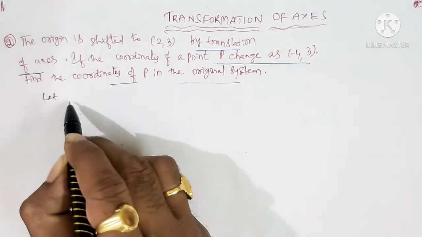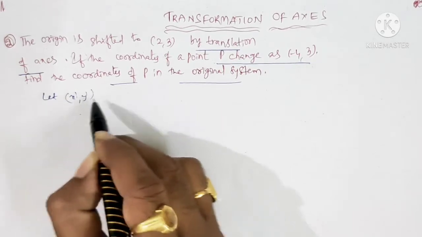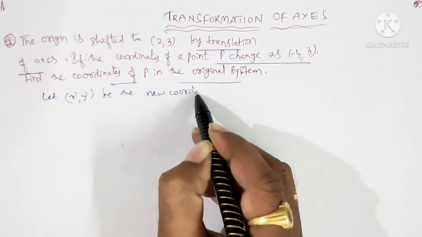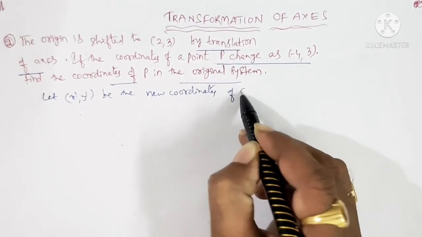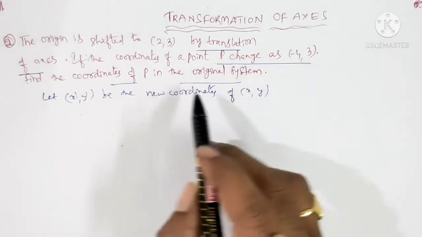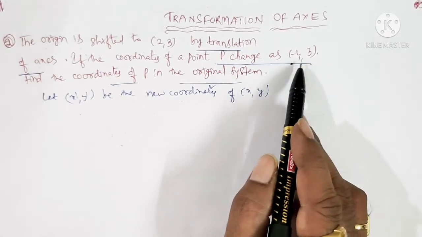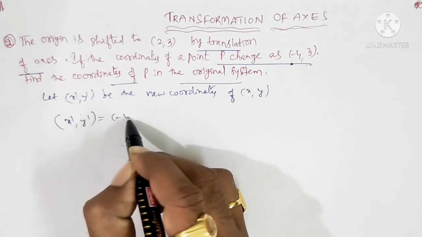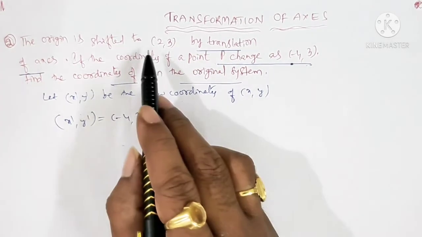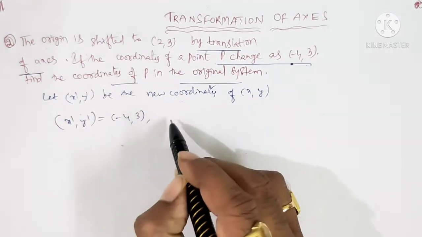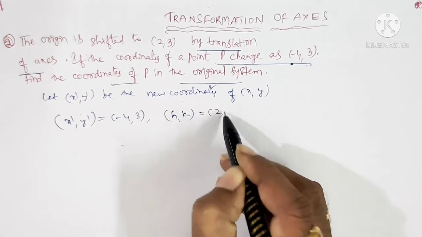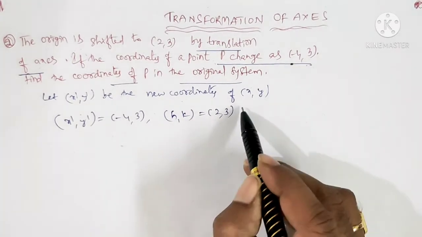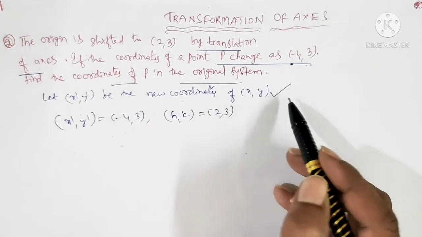So let x dash comma y dash be the new coordinates of x comma y. Here minus 4, 3 are the new coordinates. That means x dash comma y dash is equal to minus 4, 3. And the origin is shifted to this point, so h comma k is equal to 2, 3. Now you have to find the point in the original system.